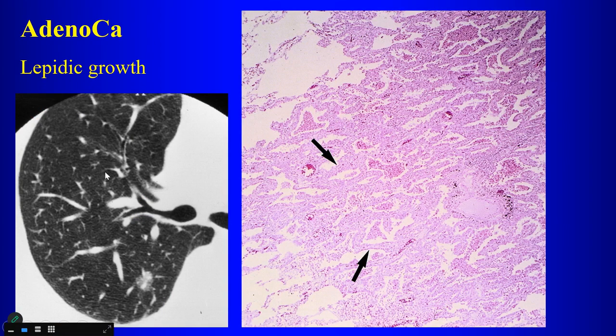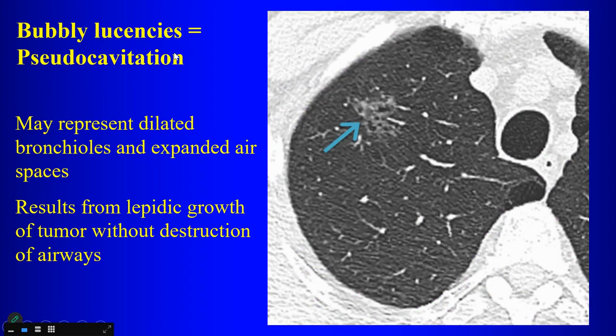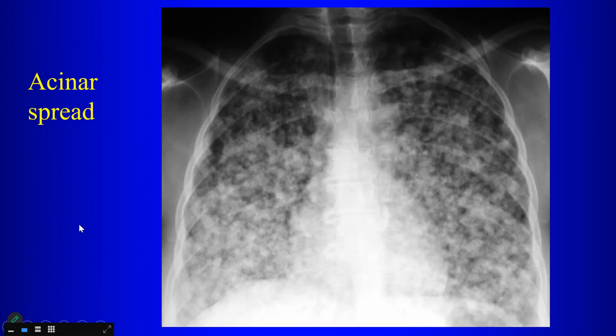And the ground glass is caused by lipidic growth, meaning that the tumor grows along the alveolar sidewalls within the air spaces without destroying the underlying lung architecture. So when you do a CT scan in partial volume, you get ground glass instead of a solid appearance because there's still some air within the air spaces. Other features that we can see are bubbly lucencies called pseudocavitation. These may represent dilated bronchioles and expanded air spaces, but if we see bubbly lucencies within an area of ground glass opacity, that is a high-risk indicator, so there you do have to think about tumor, and again, that results from lipidic growth of the tumor without destruction of the airways.